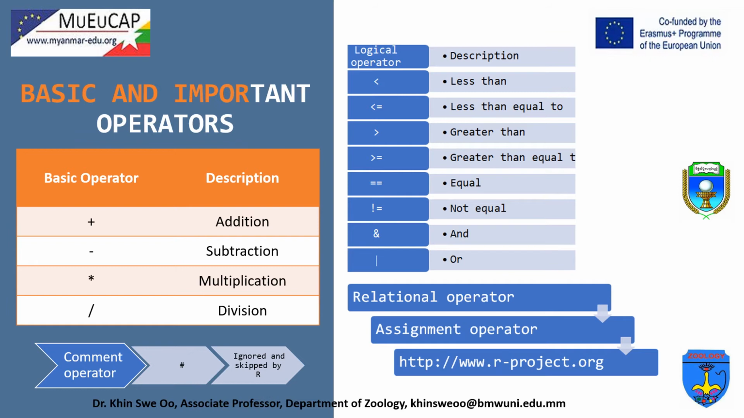As I already said, R is a calculator. Of course, R has the basic mathematical operators. The others are logical, relational, and assignment operators. Another important one is the comment operator, symbolized by the hashtag. It makes the source code easier to understand. Anything after the hash on the line is ignored and skipped by R. If you need more information, please go to the website.